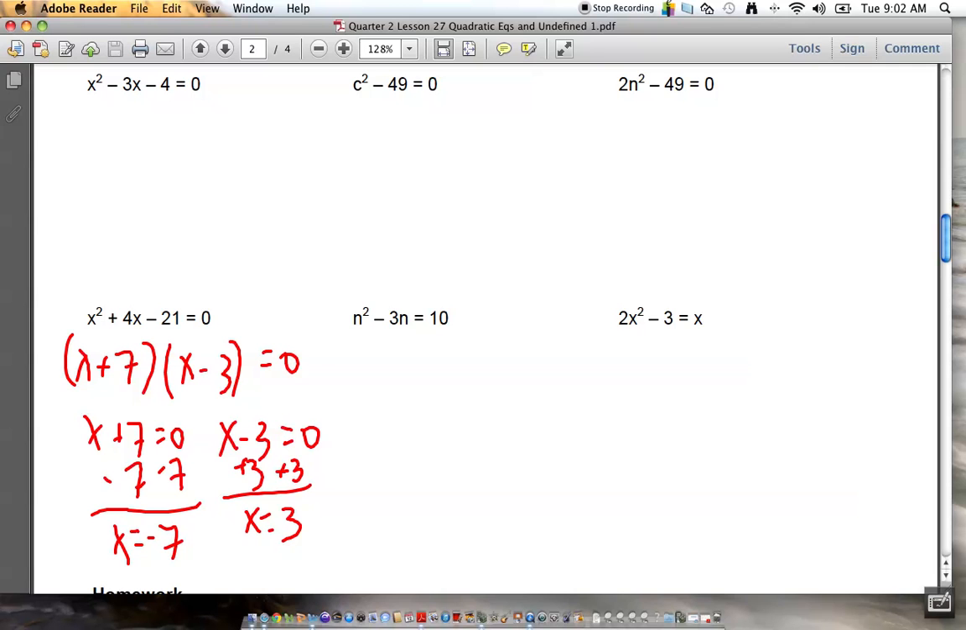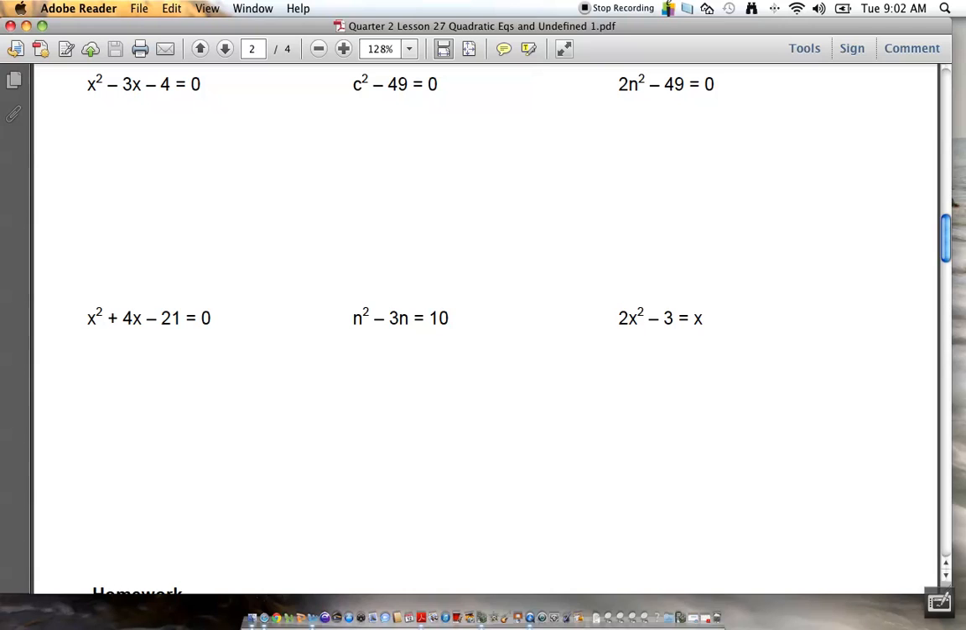Now, hold it, one last thought. You've actually been doing this all year long. Go to your graphing calculator real quick. Type in y equals x squared plus 4x minus 21, and look for the zeros. Graph it, and the zeros are wherever it crosses the x-axis. Where does it cross the x-axis? At negative 7 and positive 3. So this is the algebraic solution of the graphic one that you already knew.